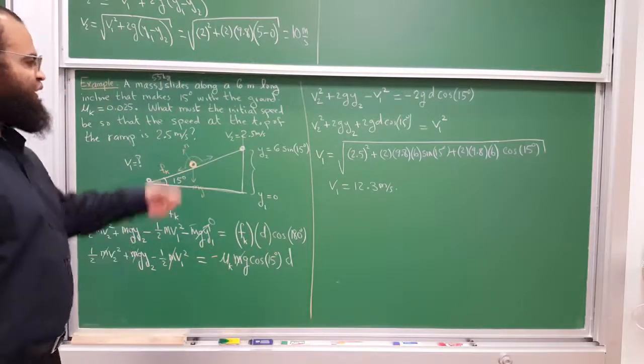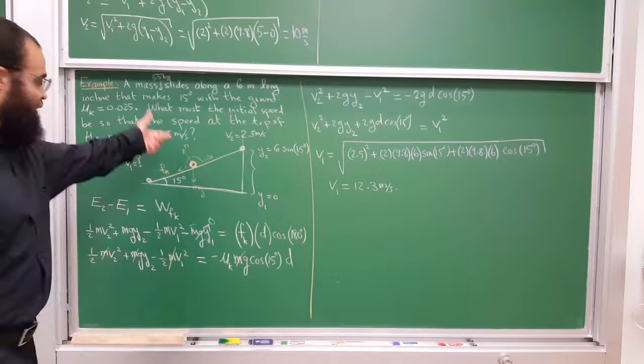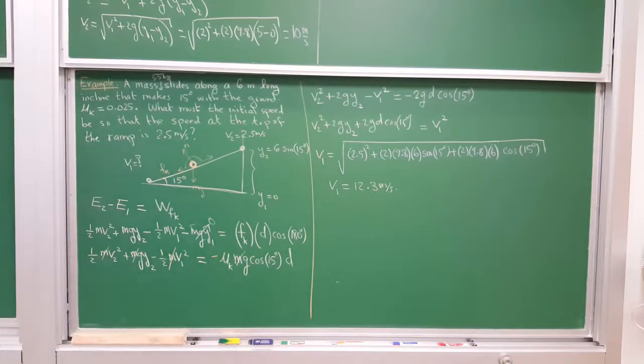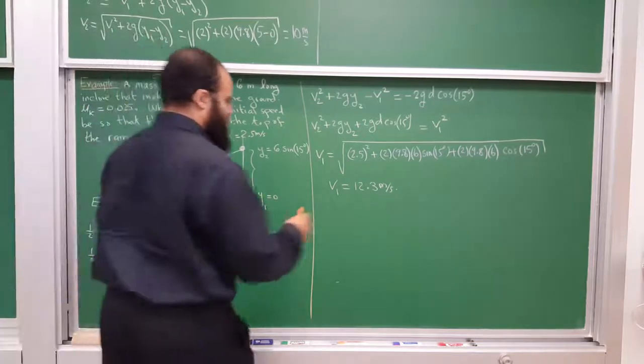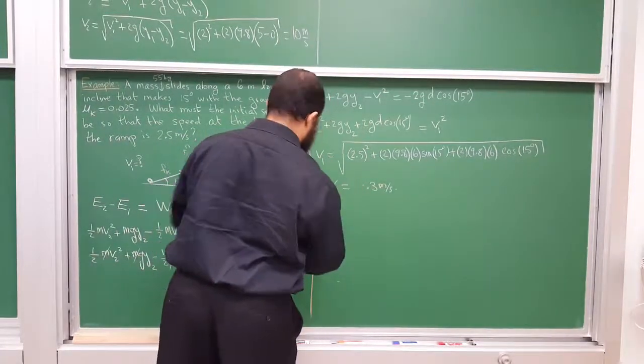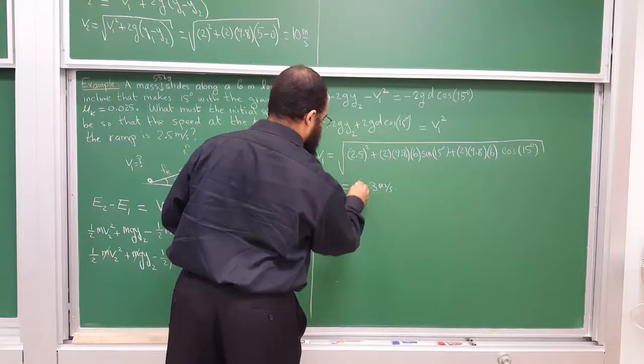And so the result is not the important part, it's the process of doing this. Let me just make sure that I have the number correct. So apparently I made a mistake. It should not be 12.3, it should be 6.3. And here is the reason, it should be 6.3. I don't know if you caught it or not.